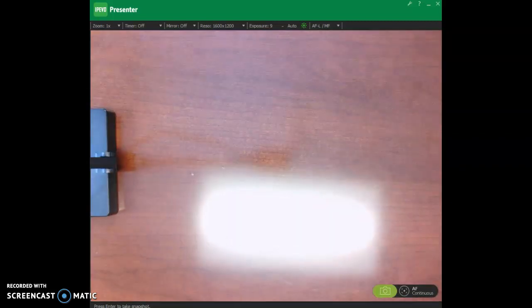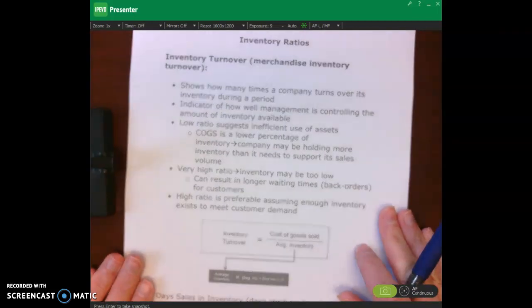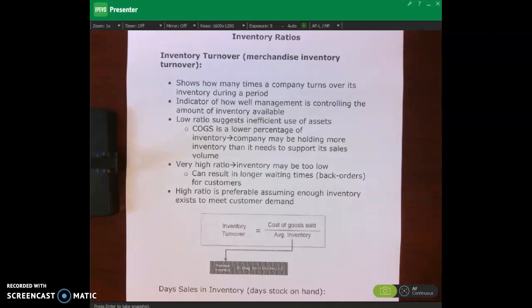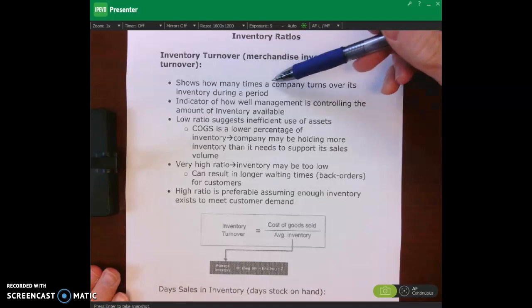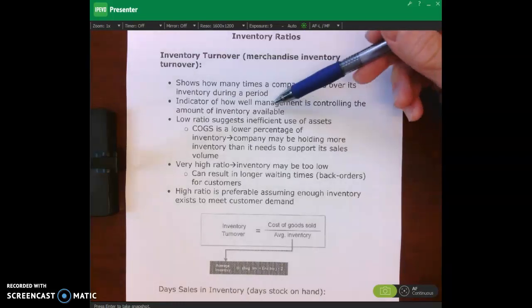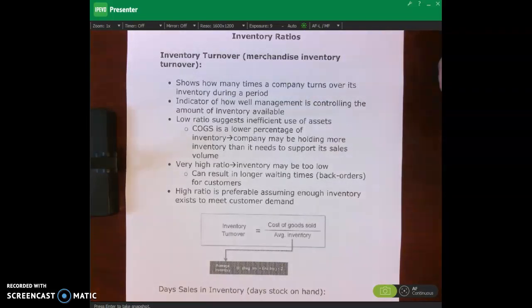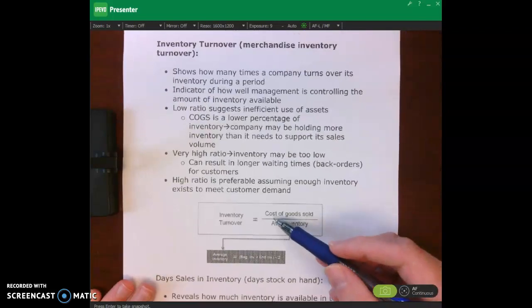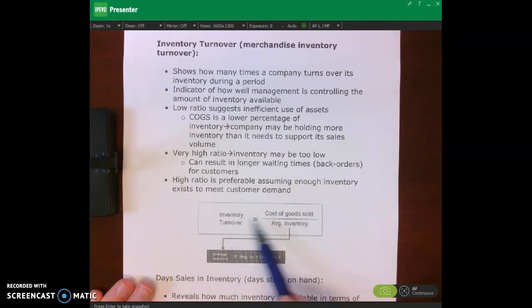Let's look at our inventory ratios right over here. So the first one is inventory turnover, also known as merchandise inventory turnover. Same thing. It says how many times a company turns over its inventory during the accounting period. And so this is a good indicator of how well management is controlling the amount of inventory available. If it's really low, then what that means, and if we look down at this figure, we can see how to calculate it. We take our cost of goods sold divided by our average inventory.